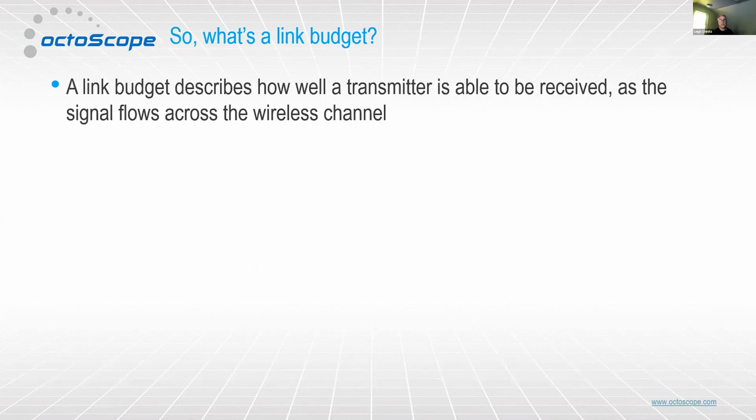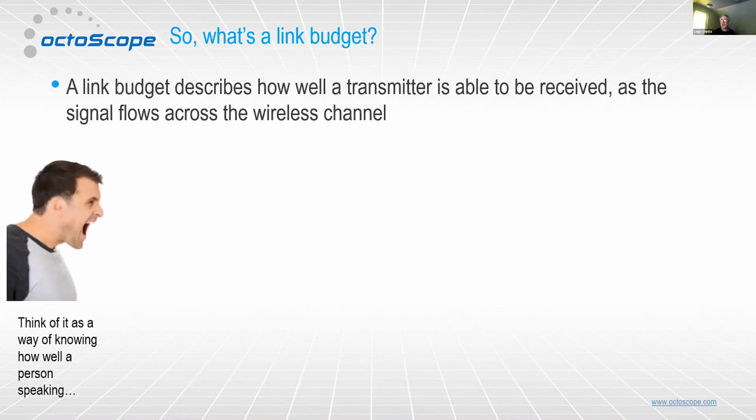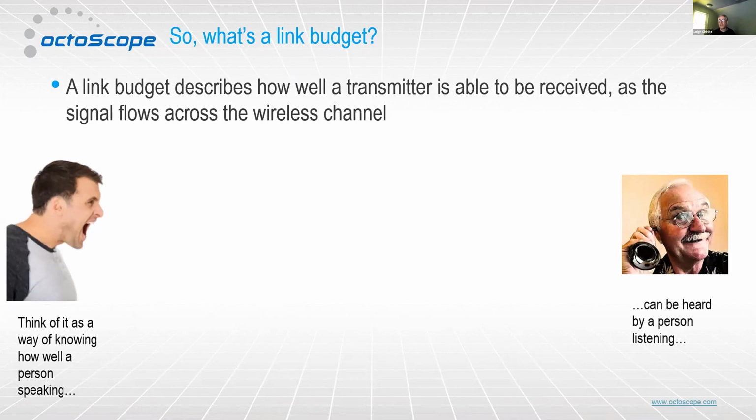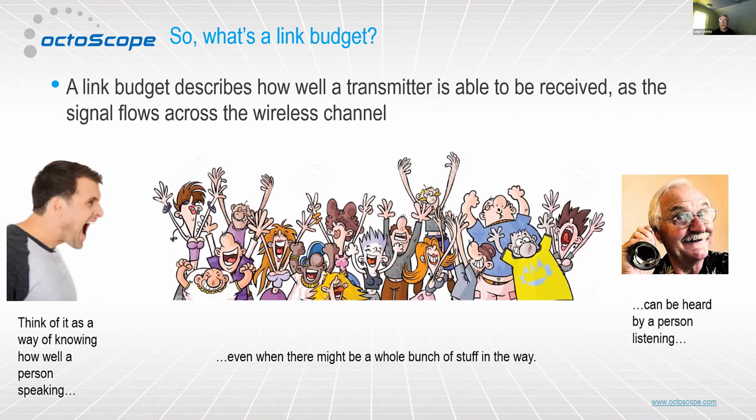So what's a link budget? A link budget describes how well a transmitter is able to be received as the signal flows across the wireless channel. At a high level, we can think of it as a person speaking, that's the transmitter, and another person listening, that's the receiver, and what the speaker says has to make it from the person speaking to the person listening, and there could be a whole bunch of stuff in the way. So if this person yells the words "link budget," then by the time it reaches the person listening, it's a much quieter "link budget." And if everything works out, that person can still hear what the person speaking said.